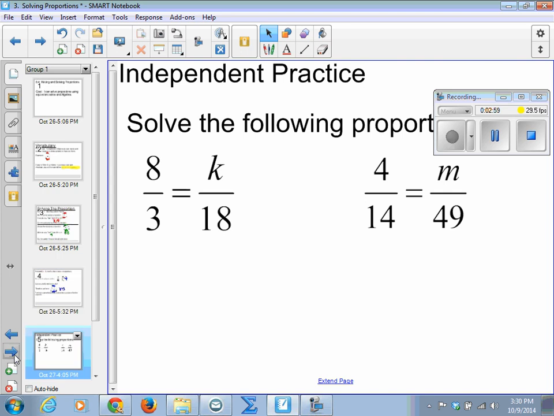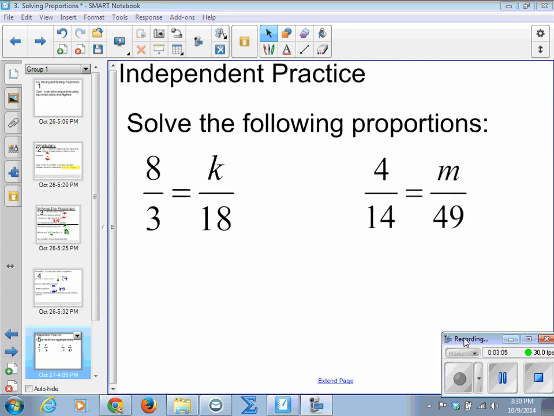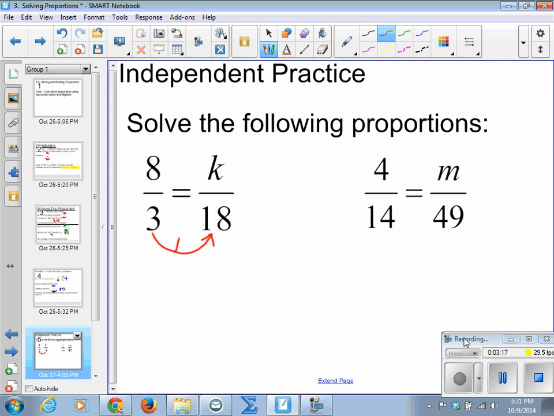So go ahead and try to solve these two on your own. You can pause the video and do them yourselves or watch as I go right through. So 8 over 3 equals k over 18. We get from 3 to 18 by doing times 6. So 8 times 6 is 48.